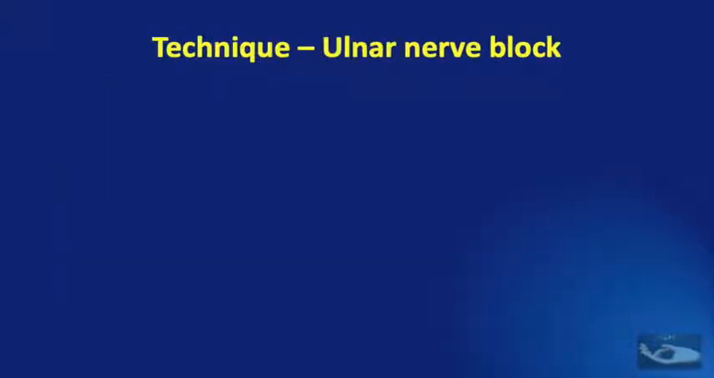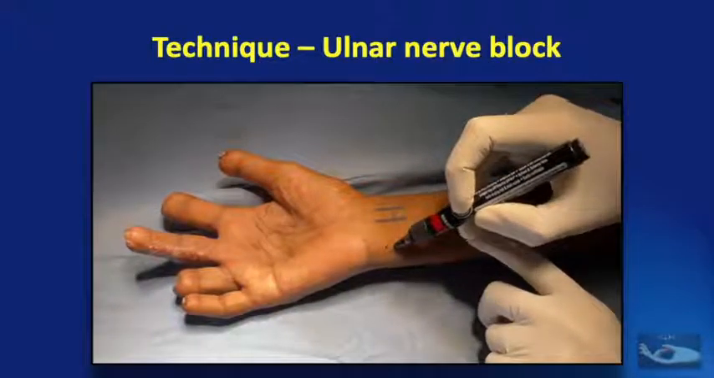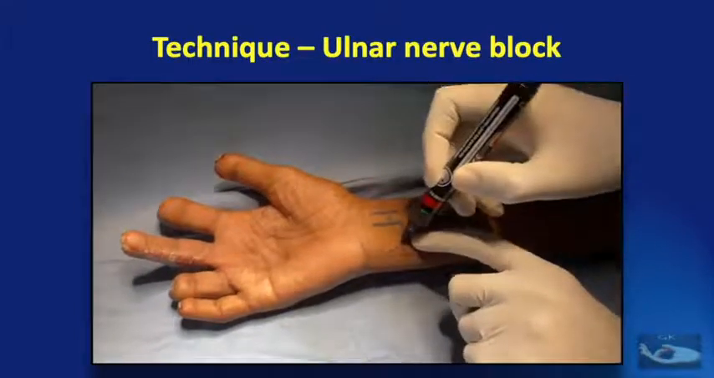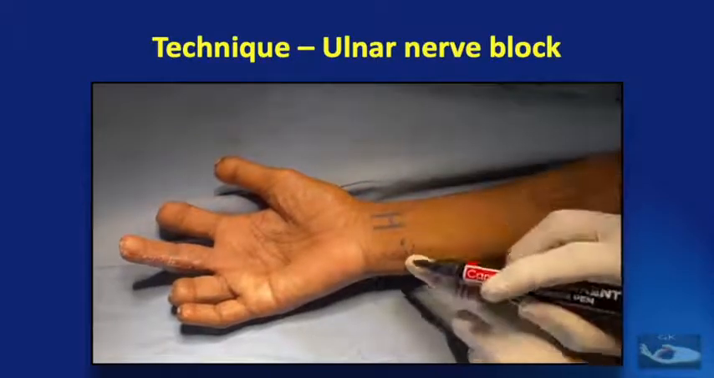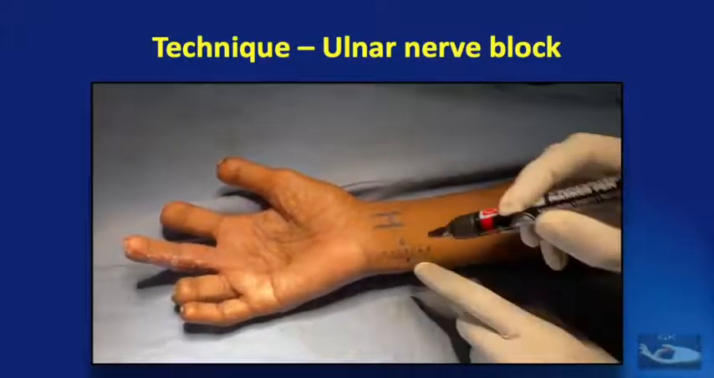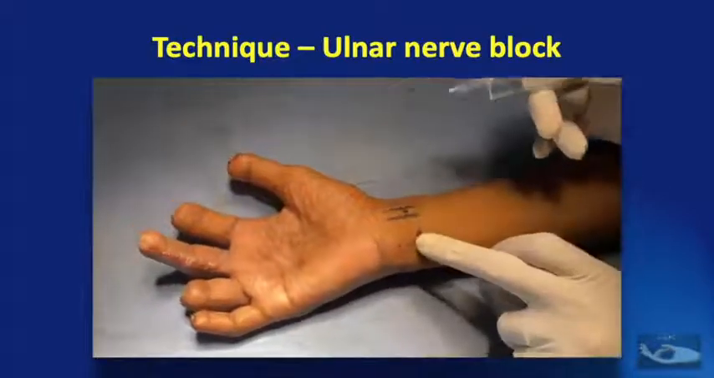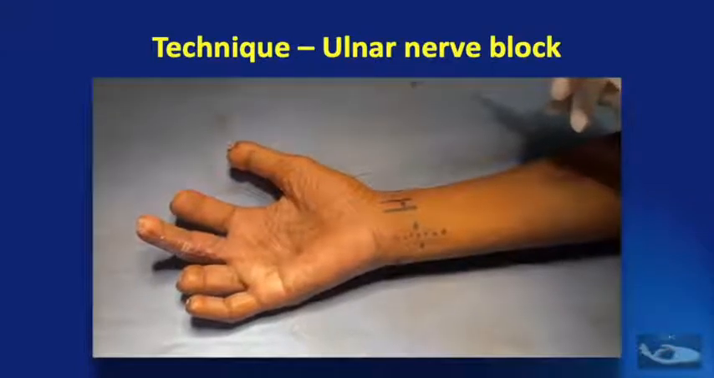Now for the technique of giving the ulnar nerve block. The flexor carpi ulnaris tendon is marked as already been described, and the injection needs to be made about 3 cm proximal to the wrist crease, either on the radial side or ulnar side of the marked flexor carpi ulnaris tendon. In this video, the injection being made from the radial side of the FCU tendon is being demonstrated.